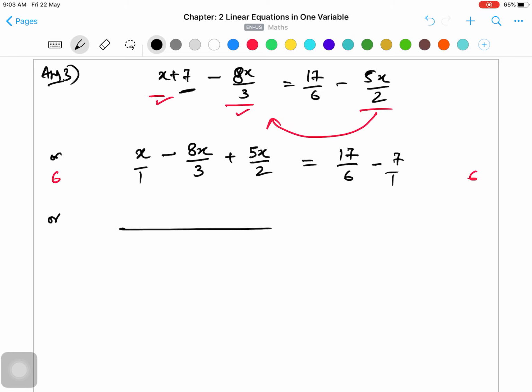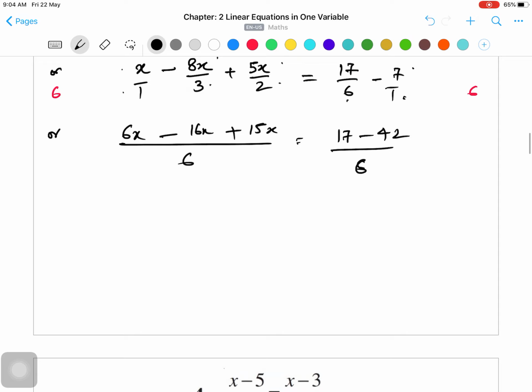So first we'll write the common base, which is 6 here. In order to make 6 here, we need to multiply 6 with the number, so it will be 6x, and we need to multiply 2 here and 2 here. So 8 into 2 will be 16x, plus we need to multiply 3 here and 3 here, so it will be 15x equals to, write the common base 6. We already have 6 here, so it will be written as it is 17, and in order to make 6 here, we need to multiply 6 here and here. So 6 into 7 is minus 42.